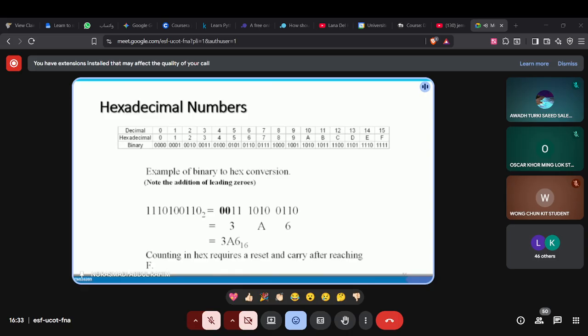Okay, example of binary to hex conversion. Given this binary number, you want to convert it into hex. As I said before, we need to split it into 4 bits, 4 bits, and 4 bits. So we need to split into 4 bits here, and also one more here, 4 bits.